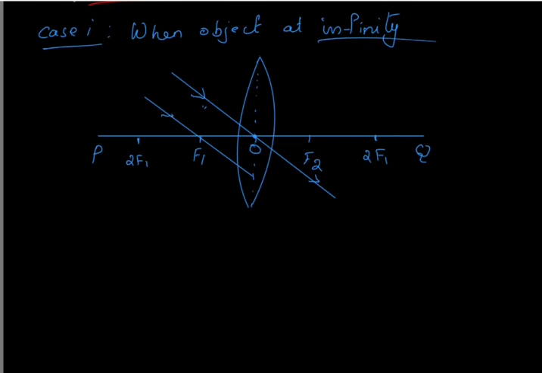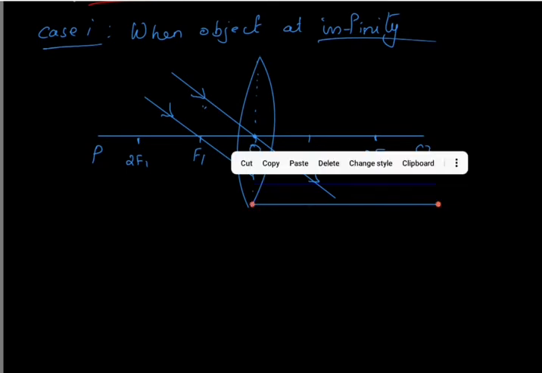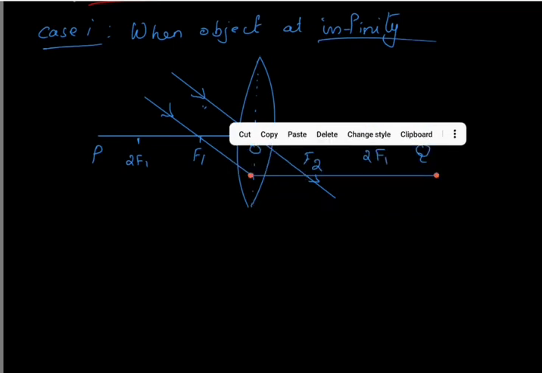So here also the incident ray arrow should be shown. If the arrow is not there, you won't get any marks, because the direction of the incident ray and refracted ray are important. So after refraction, the ray will go parallel, like this. So the parallel ray should be shown.